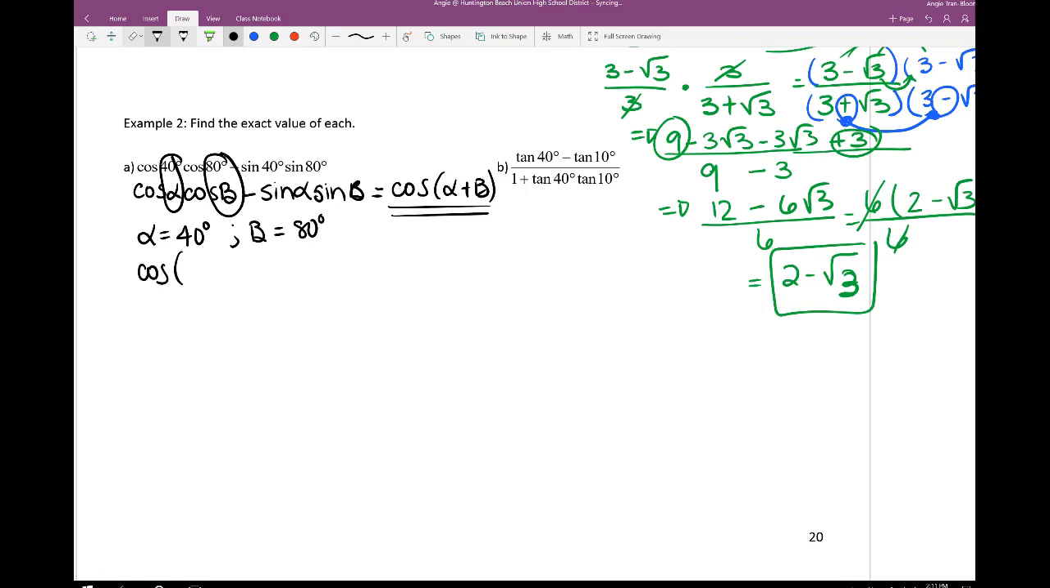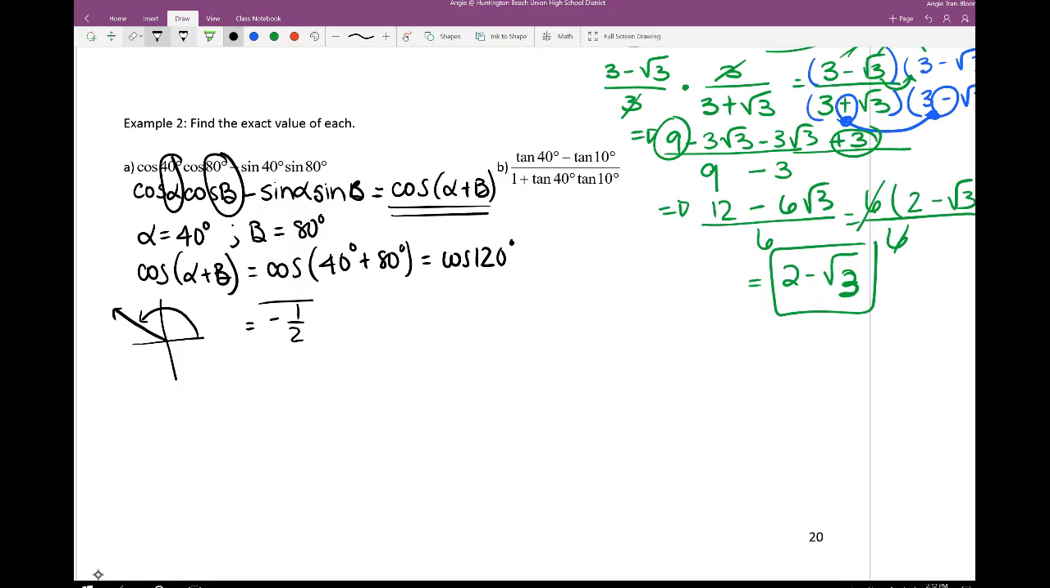So cosine of alpha plus beta is really cosine of 40 degrees plus 80 degrees, which is cosine of 120 degrees. Okay, 120 degrees is in quadrant number 2, so I know my answer is going to be negative. And from your unit circle, you should know that it is negative 1/2.